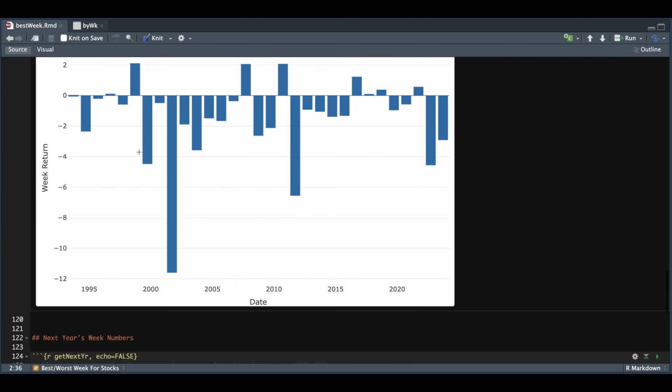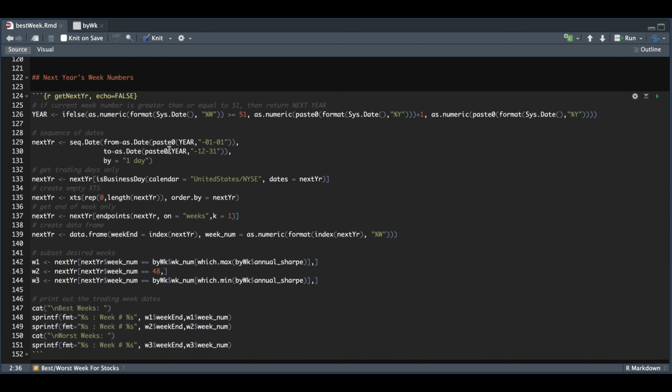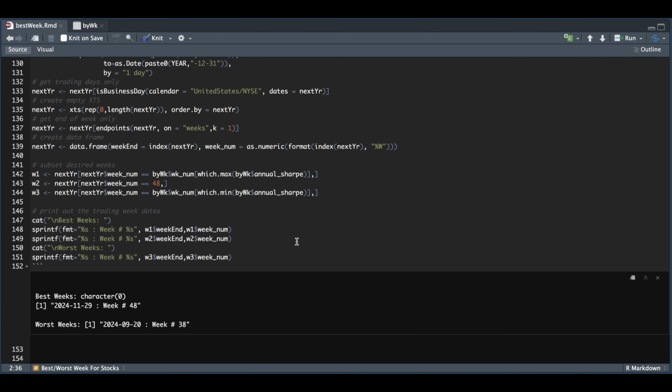Now in this next block, we're going to extract next year's best and worst weeks, so we know the exact date. So we're going to create an empty XTS object, do a bit of formatting so we only get the trading days and exclude any holidays or weekends, and then subset the week number with the highest and lowest Sharpe. So again, for 2024, we don't have a week 0, but we do have a week 48, which ends on November 29th. And for the worst week, which ends September 20th, that would be week number 38. Now, of course, past performance is not indicative of forward returns, but we can generally get an idea of whether it's seasonally a good week or a bad one.